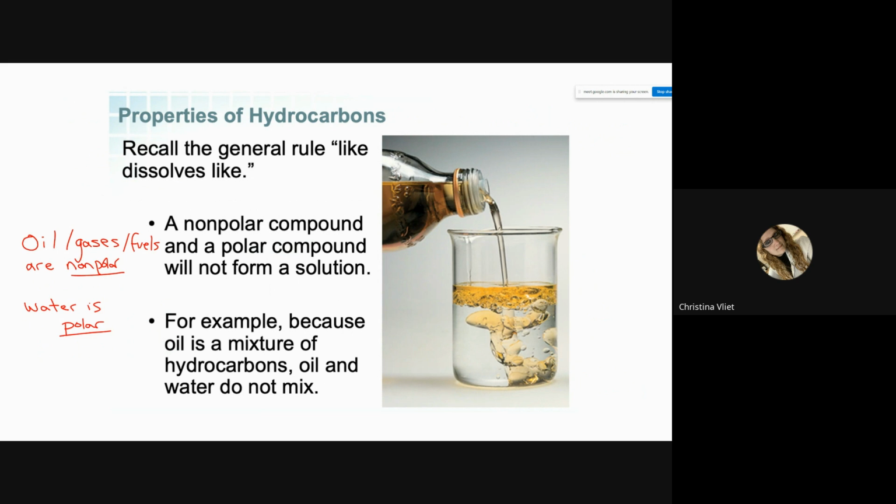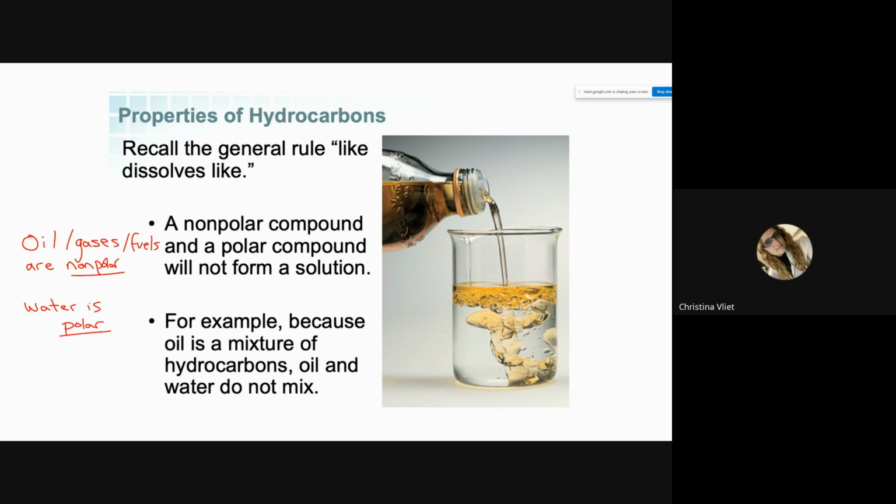Polar things dissolve in polar things. Non-polar things dissolve in non-polar things. Oil and water will never mix. Oil is on the top. Remember why oil would be on the top? It's a lighter density. So oil is on the top because of a lighter density. But the reason they separate is not because of density. The reason they separate is because oil is nonpolar, whereas water is polar.